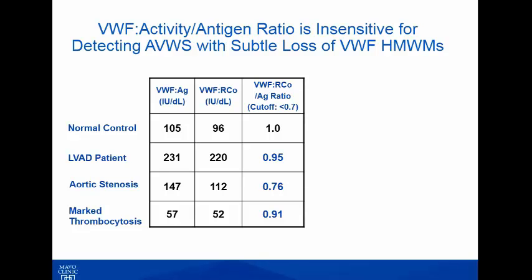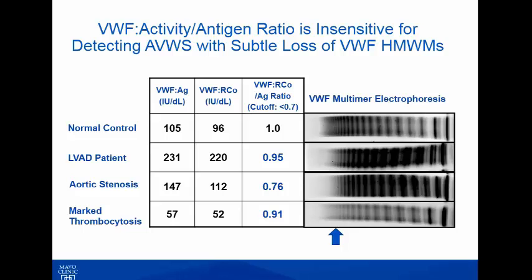And then if you do the multimer analysis, as you can see, the lower three are all missing the high molecular weight multimers. So by definition, they do have what we call acquired von Willebrand factor abnormality, but we don't know whether the patient is bleeding, so we hesitate to call it a syndrome. So this demonstrates the limitation of our current testing.